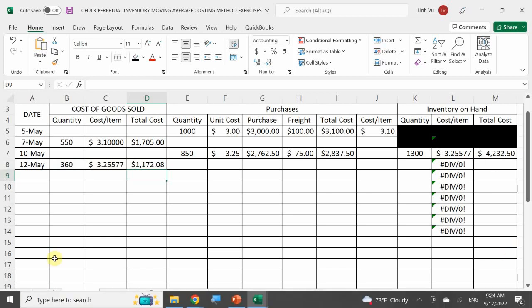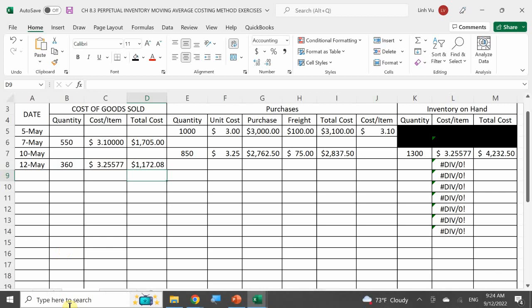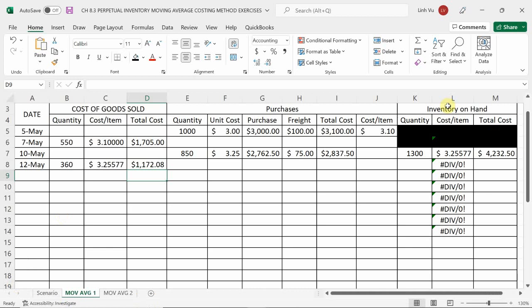Excuse me, rule of thumb here: if you are trying to calculate on a calculator, go to at least 6 decimal places after the decimal. It will give you the most accurately rounded number. So in this case, 1,172.08.